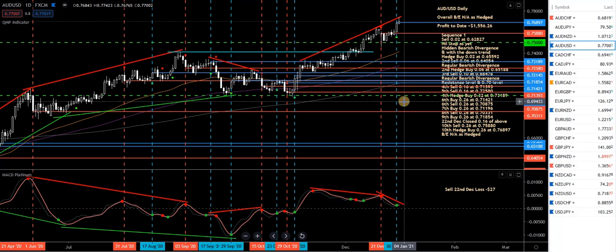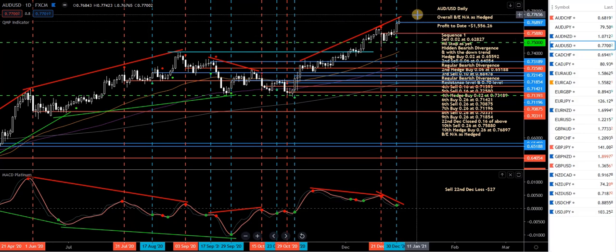These green lines are just big numbers. In this case, the 70-cent level, and that'll be the 75-cent level. We're close to 78 up here, which is pretty high for the Aussie.